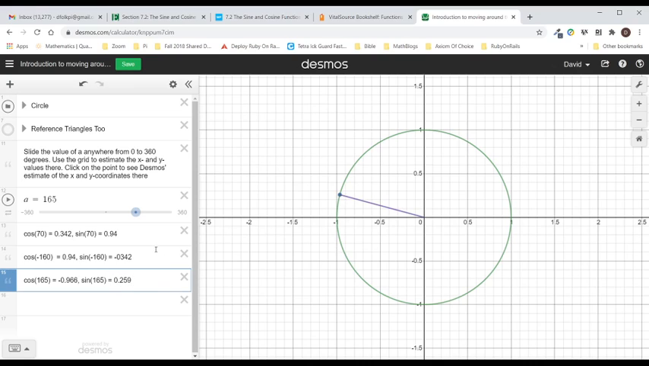So finding x and y coordinates is exactly the same as what we mean when we're trying to estimate the cosine and the sine. We're going to have to get very good at this. So practice, practice, practice.